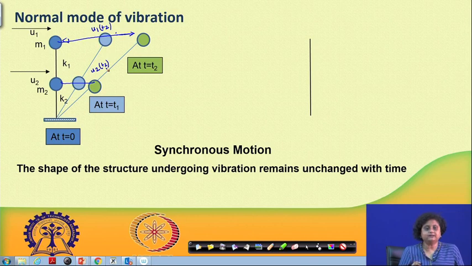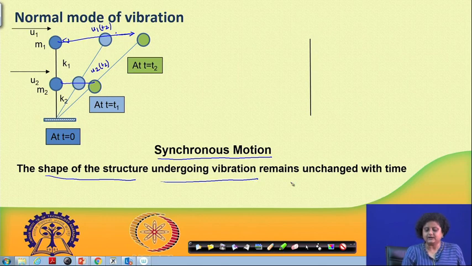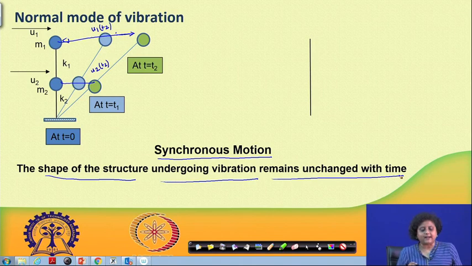Now, under this special case of normal mode of vibration, it is seen that the ratio of the displacement remains constant with time, or the deflected shape of the system, the 2 degree of freedom system in this particular case, is going to remain constant. So, this is called the synchronous motion, that is, the shape of the structure undergoing vibration remains unchanged with time. How can we express this in mathematical terms?